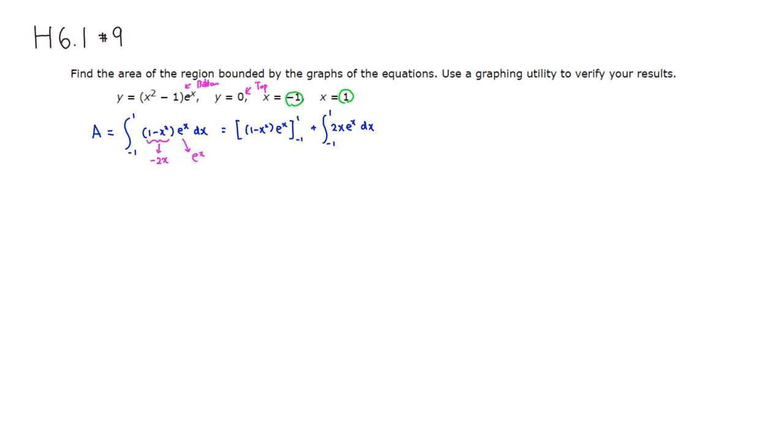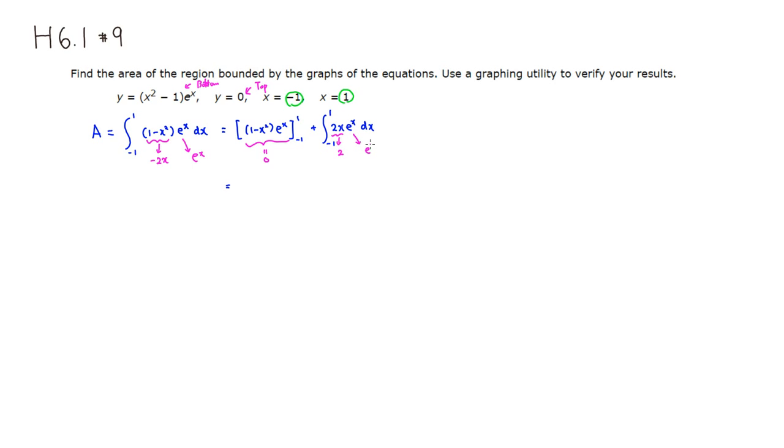All right, so then if you plug it in, you notice that if you plug in +1 or -1, this is going to be actually 0. So this whole thing drops out, so it's just 0. Then we take integration by parts again. So the derivative of 2x is 2.